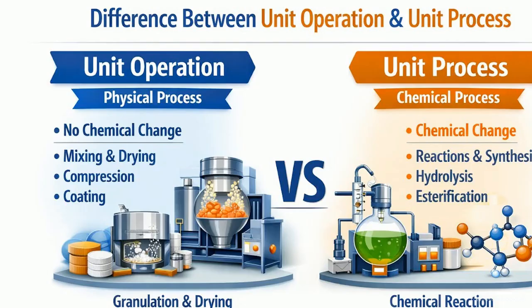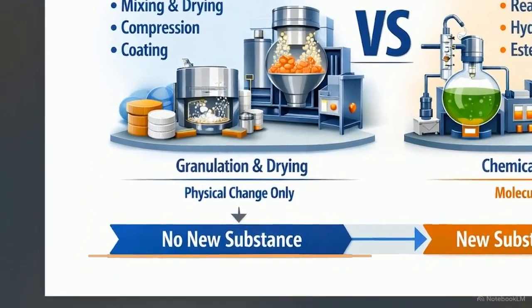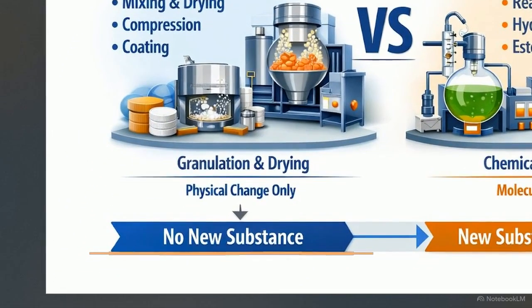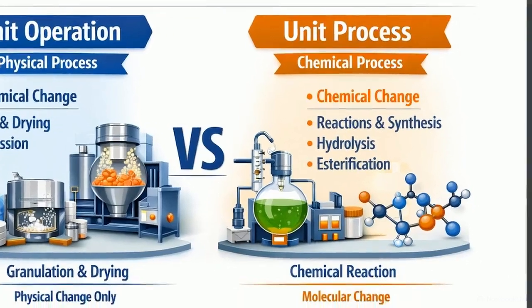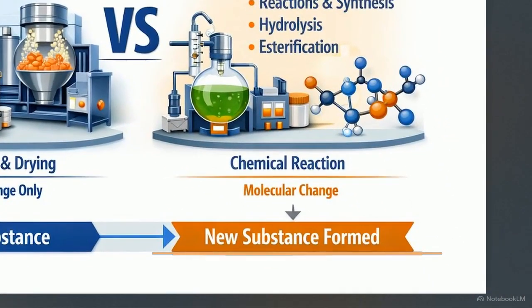This graphic highlights the divide. On the left side, the blue unit operations section lists physical processes anchored by granulation and drying equipment. The physical path follows one rule: no new substance is ever formed. Contrast this with the orange unit process section on the right, which relies on chemical reactions utilizing distillation setups and chemical reactors. The outcome here is a molecular change, resulting in the formation of a new substance.